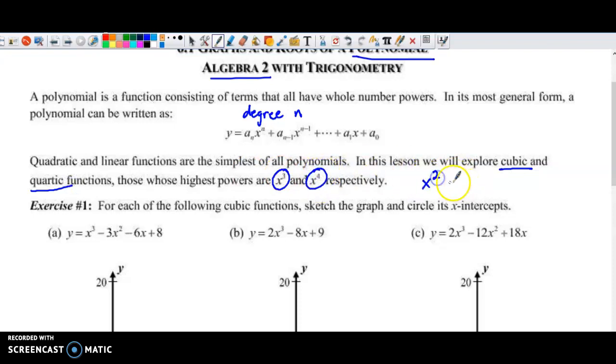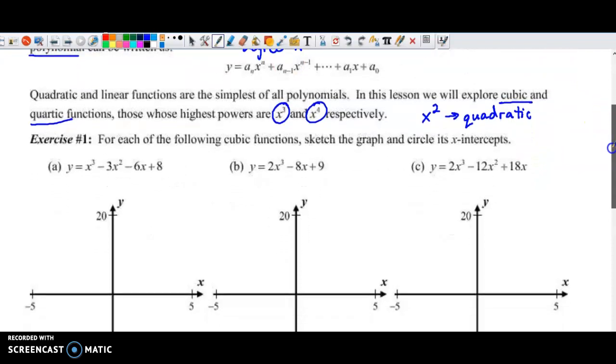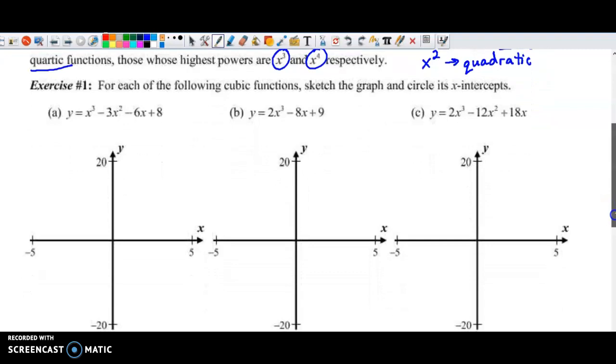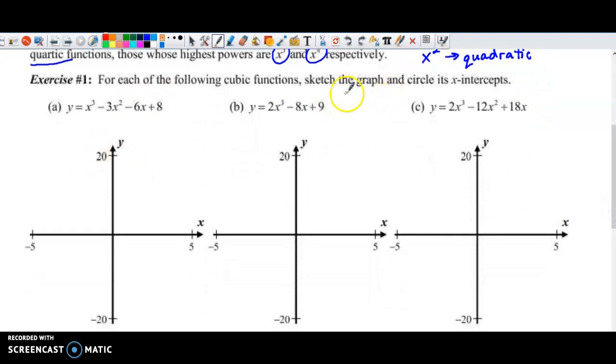And kind of going back, x squared, what we did in previous units with a quadratic, which is a type of polynomial. So it just means many terms. So that's the most general form of what we have up here. And what we're looking at is a few examples of this. And what I like about these examples is that we can sketch the graph, we can circle its x-intercepts, but we also need to explore with a graphing calculator.